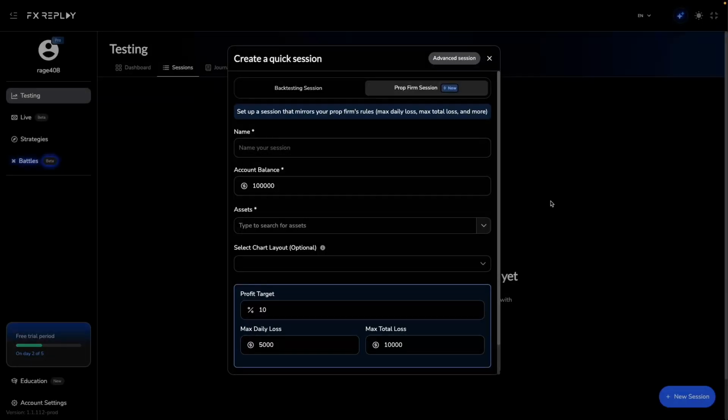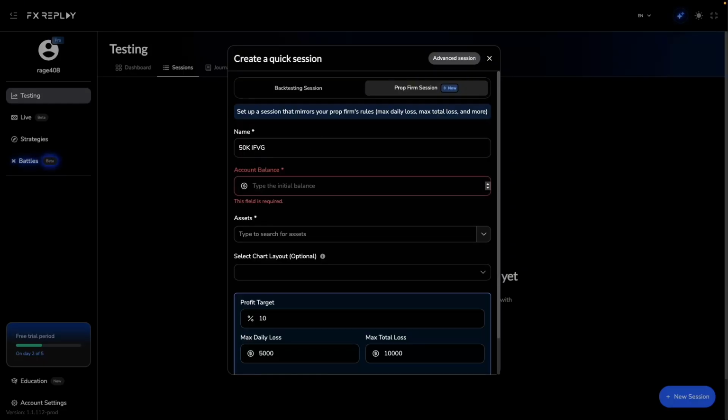Alright guys, we're on FX Replay. We're gonna be creating a prop firm session. I'm gonna play this as if I'm trying to pass a 50k account using my IFVG strategy.